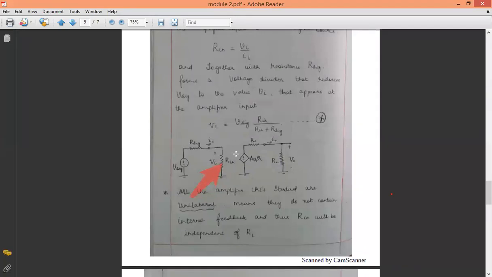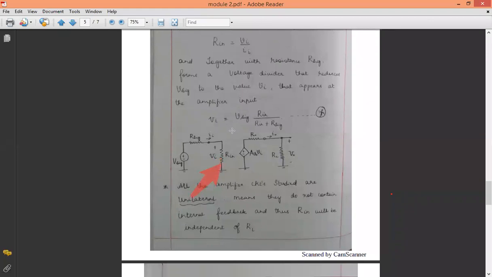What is the purpose of using this R in? Avoiding the loading effect. How to find the drop across VI? This formula. So the first parameter we found is R in. That R in represents the input resistance. That resistance is known as load, which avoids the loading effect. Basically these are known as unilateral amplifiers, because feedback we are not connecting from output to input.